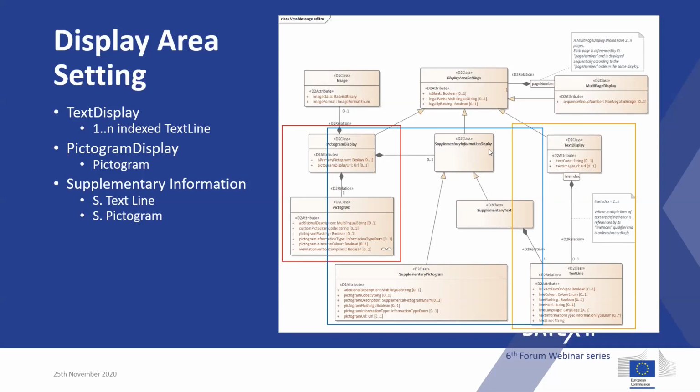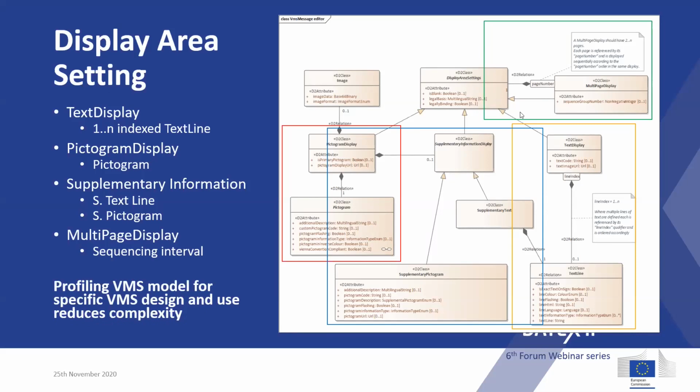The last information that we need to assess for the display area setting is the multi-page display. When a display shows more than one page, this is done through this association. So we generate a display area setting for a multi-page display, which will have associated, for each page number, different pictogram or text displays based on the display areas which we are describing. And so this mechanism may be very complex, because it allows us to deliver more information of a display setting for text, pictogram, supplementary, and multi-page display.